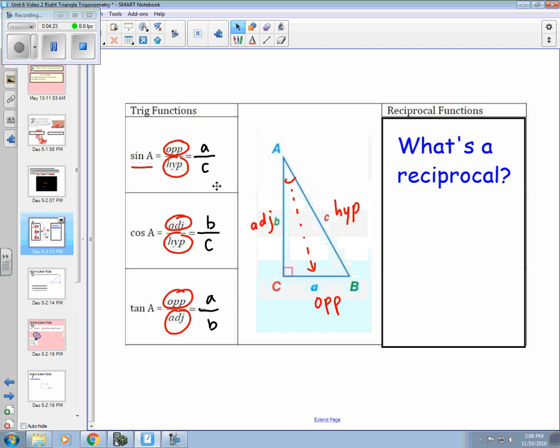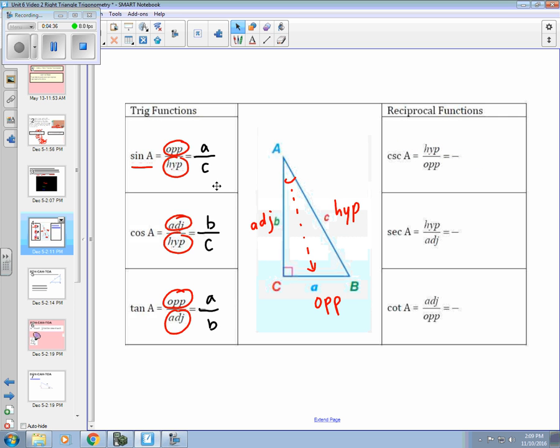Now, you looked at those last year in geometry. There's also three other trig functions, though, that you did not talk about, and they're the reciprocal functions. What is a reciprocal again? Remember, reciprocal is where you flip the fraction. So the three other ones, reciprocal functions here, are called cosecant, secant, and cotangent. And if you notice, they are reciprocals of the ones listed over there.